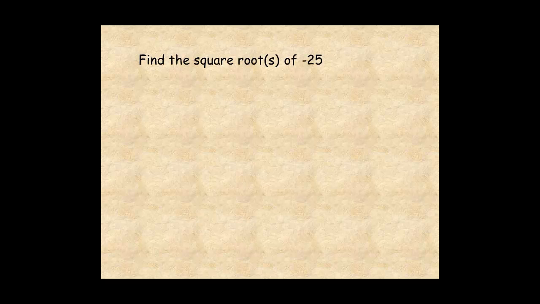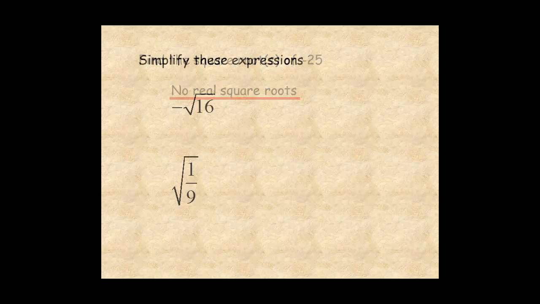Find the square root or roots of negative 25. Because negative 25 is a negative number, it has no real square roots. Actually, negative 25 has imaginary roots, but you'll learn about imaginary numbers in another course. You should also be able to simplify these radical expressions. Negative radical 16 equals negative 4, and radical 1 over 9 equals 1 over 3.